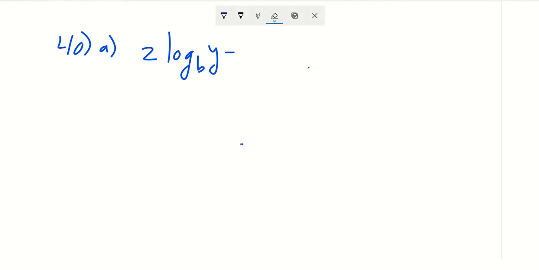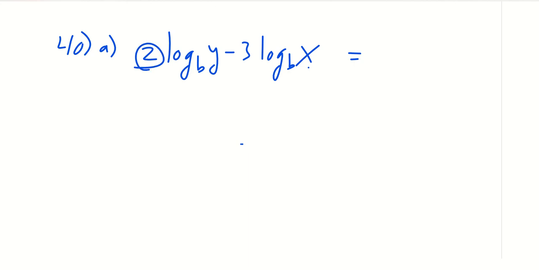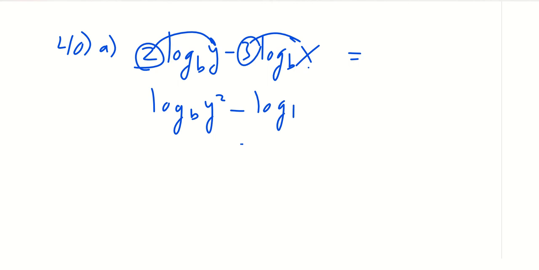Let's take a look at question 40, part A. In question 40, part A, we want to write as a single logarithm. We have 2 log base b of y minus 3 log base b of x. The first part for this would be to bring the exponents inside. Bring these coefficients inside as exponents using the power rule. This is equivalent to log base b of y squared minus log base b of x cubed.